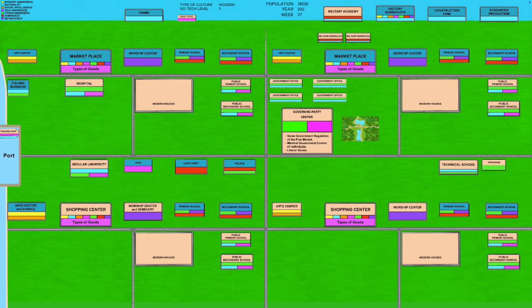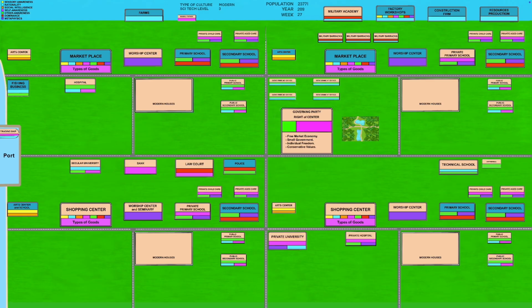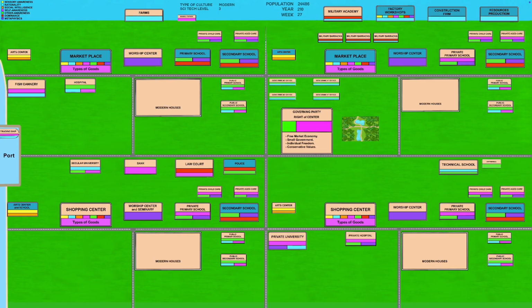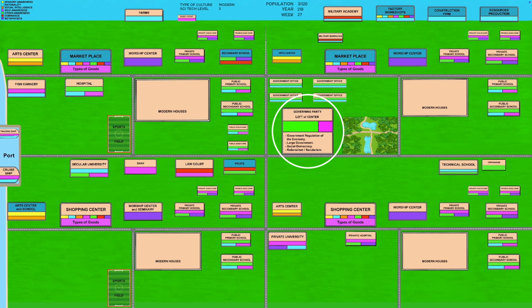It's not until the election of year 204 that we see a change of government. The right of centre party wins office, and it wins again in year 208. Now in year 212, we have the centre party back in. Then in year 216, the left of centre is in.